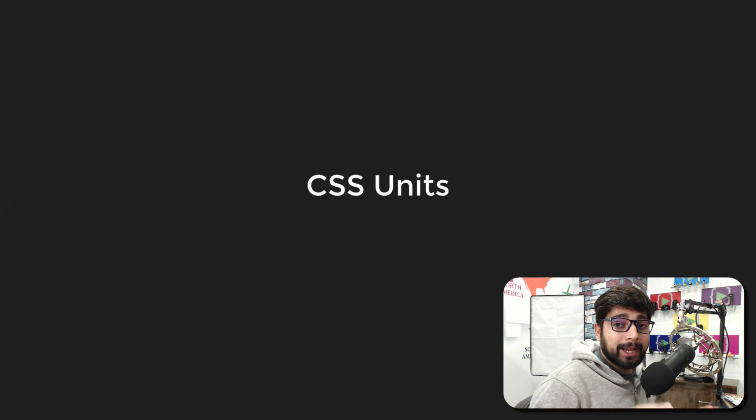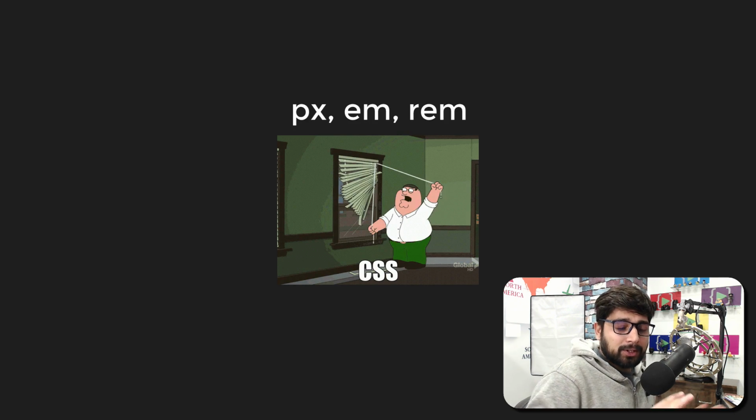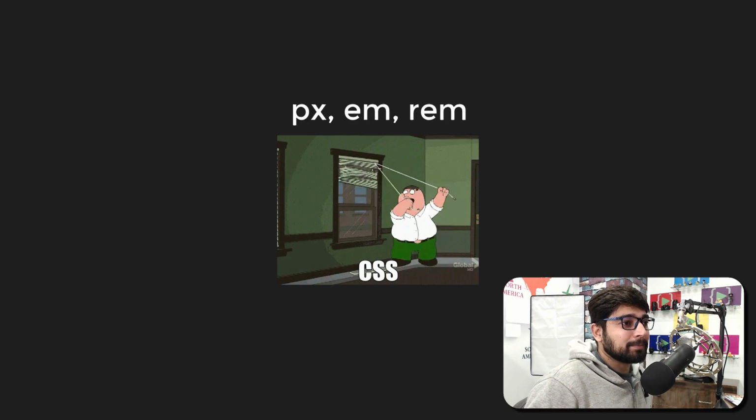I won't be touching my editor, but you will understand thoroughly about these three musketeers of the internet: pixels, ems, and rems. They are pretty popular in the CSS world, but it's a little bit confusing. The video could get too long, so let's not make it too long. Let's understand pixels.